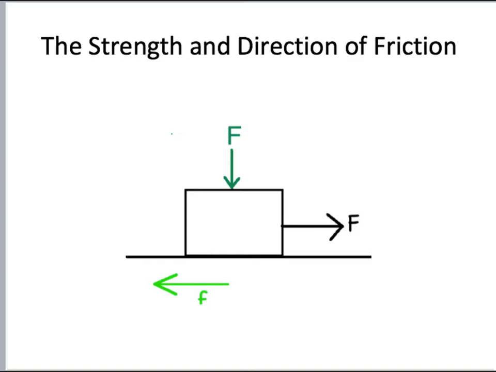So what does friction depend on? Friction depends on two things. It depends on how rough the surfaces are and how hard they're pressed together. The more you press the surfaces together, the bigger the friction is going to be, and the rougher the surfaces, the bigger the friction is going to be. That's why smoother surfaces tend to give you less friction. Now, the direction of the friction, as I said, is always going to oppose the motion.